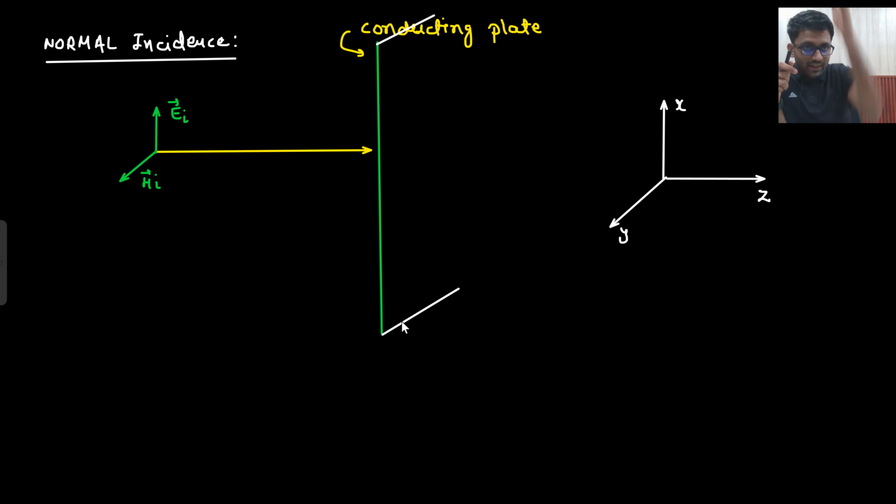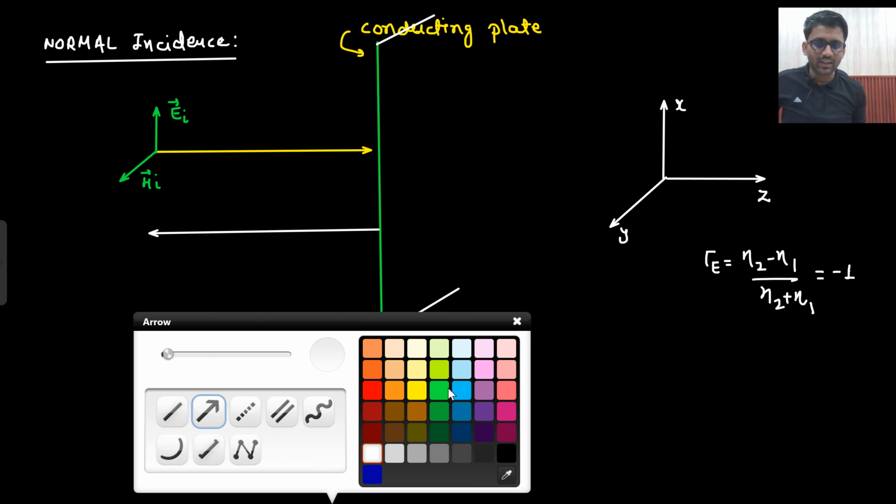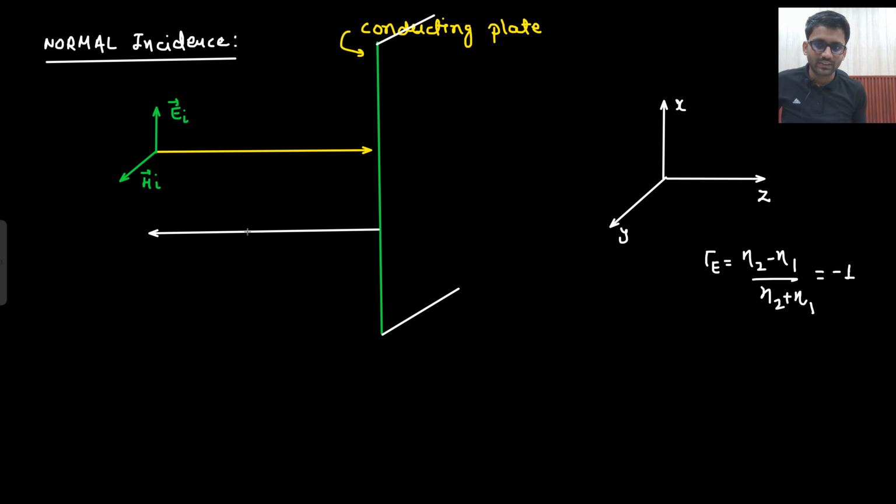It will strike the conducting plate. Since the conducting plate has eta equal to 0, what will be the reflection coefficient? Reflection coefficient will be (eta 2 minus eta 1) upon (eta 2 plus eta 1). If eta 2 is 0, then the reflection coefficient will be minus 1. So the complete wave will be reflected back. Now what will happen is that the electric field will change its direction, but the magnetic field will dance in the same direction. So this was your reflected magnetic field and reflected electric field, and this was your incident propagation. This was your reflected propagation.